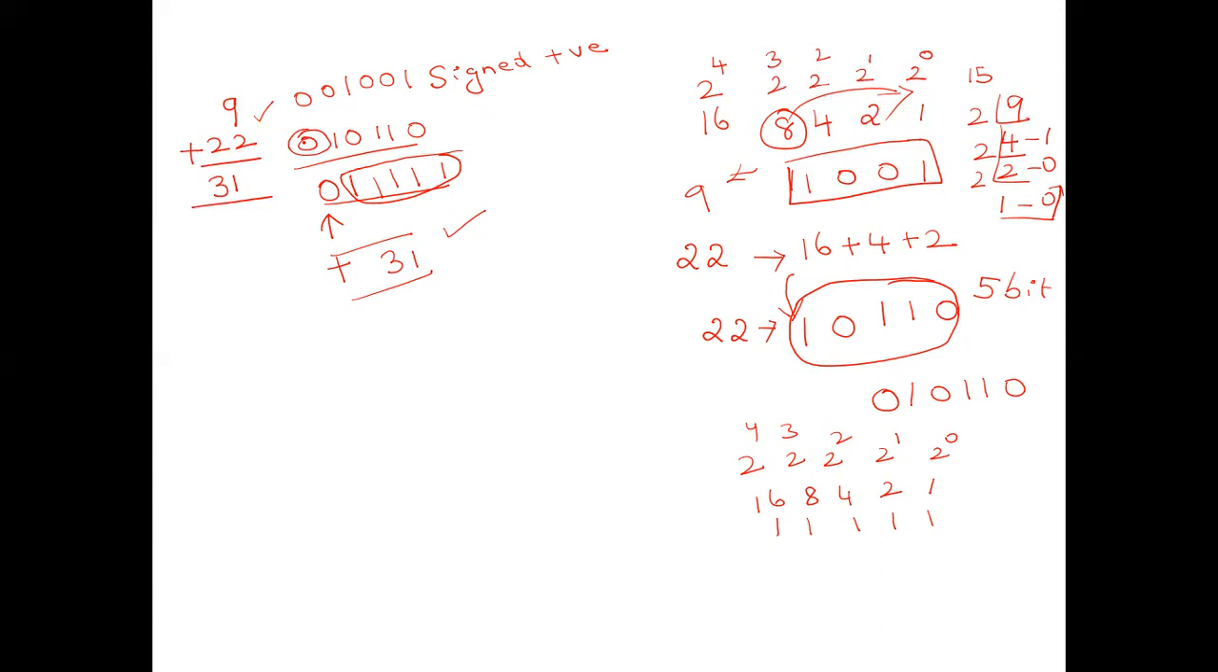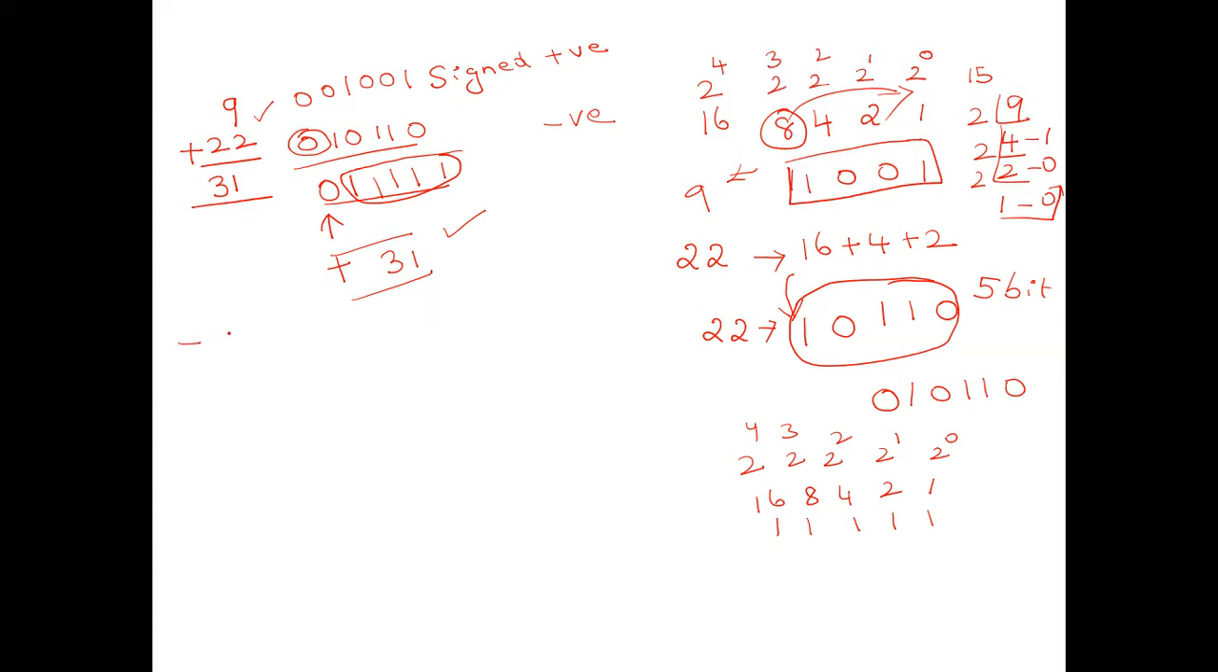So that's why they are saying signed positive number, the two's complement signed positive number. Sir, here you are not taking two's complement. I don't want to take two's complement because I don't have any number as a negative. I will take another example.